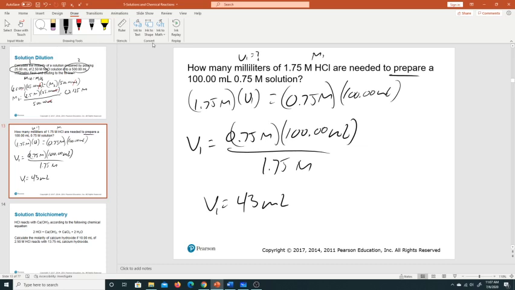This is what's commonly done in the lab when you make acid solutions. You buy a large bottle from the manufacturer. It might be 10 molar acid. We take a little bit of that out, put that into the flask we want to dilute it down to, and then we prepare solutions for the lab.